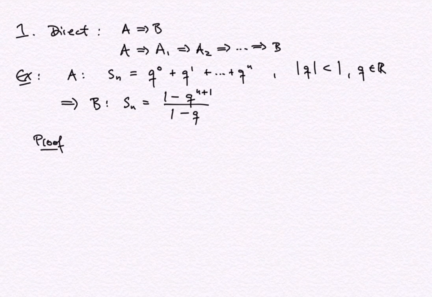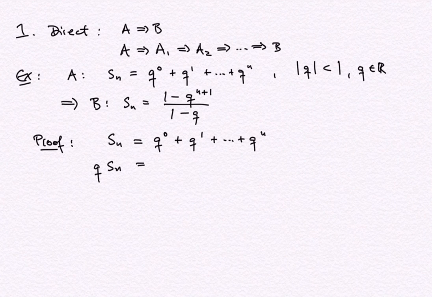We prove this directly, and it's always nice to tell your reader when the proof begins and when it ends. So we begin by assuming A, so S_n is given as the sum of q to the naught plus q to the 1 plus dot dot dot plus q to the n. Then I can multiply this sum by q. q to the 0 becomes q to the 1. q to the 1 becomes q squared. q to the n minus 1 becomes q to the n. And finally, q to the n becomes q to the n plus 1.